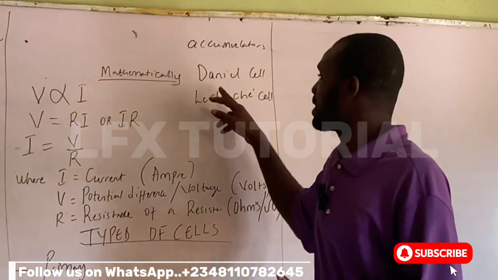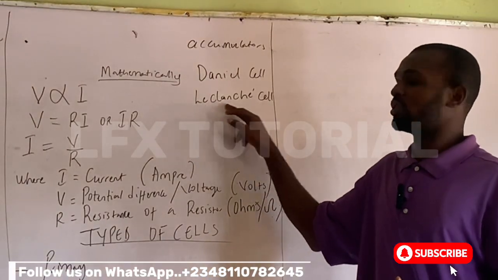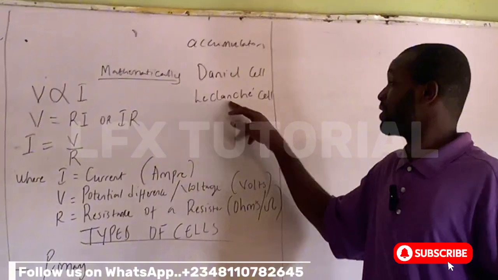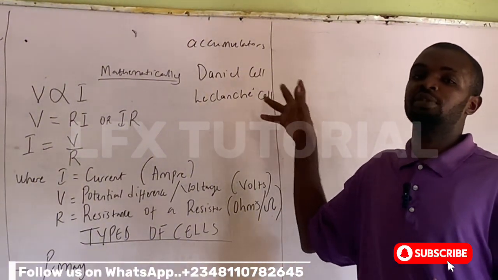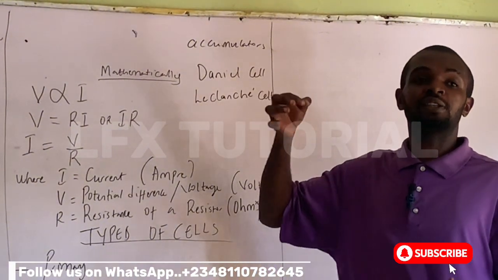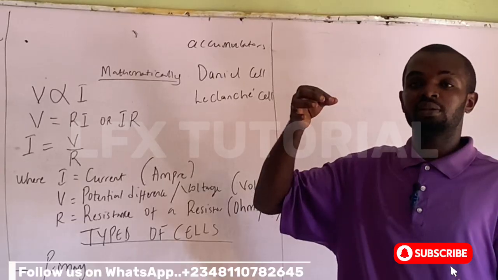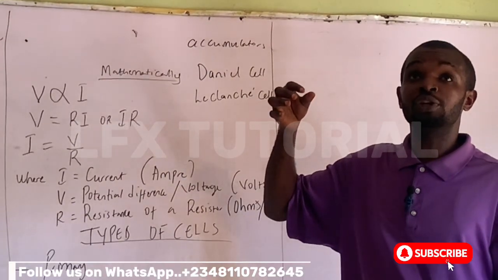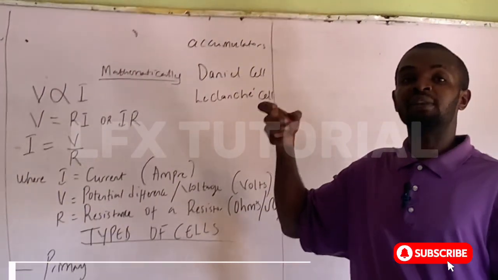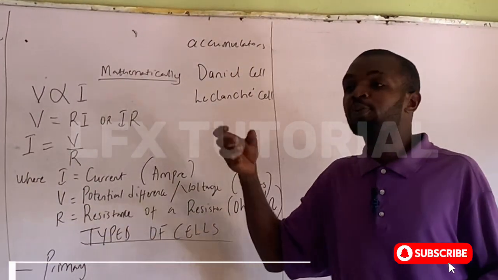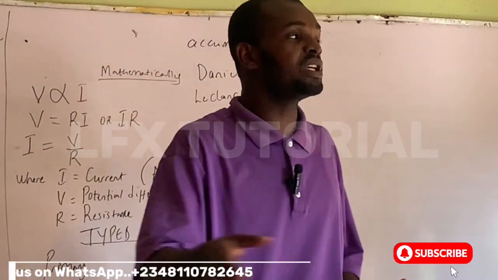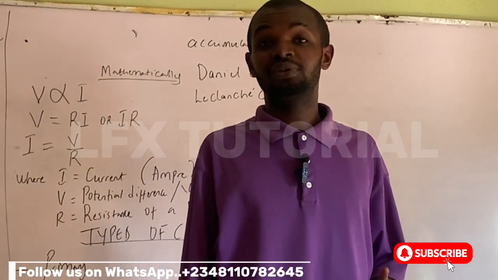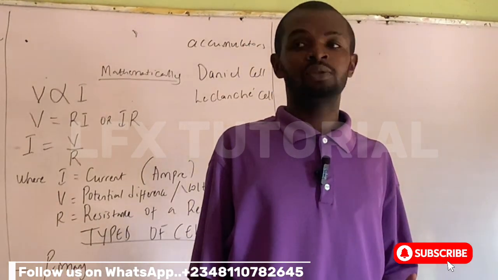Examples of primary cells are Daniel and what? Leclanche. Now I was going to give you an example of Leclanche cell or Daniel cell. Is this the battery your torch has, or the battery your radio has? This old radio, that big Tiger battery, you know now. Some people, when the battery runs down, bring it outside for it to charge. Nothing is happening, you know.